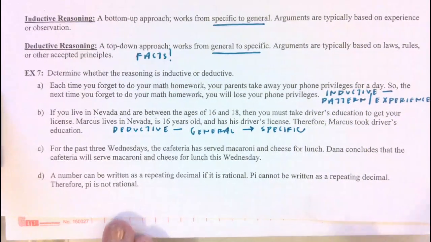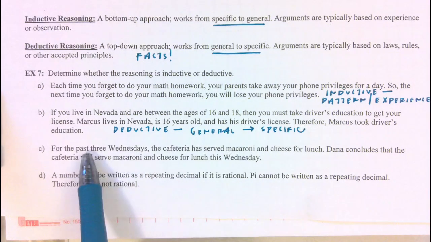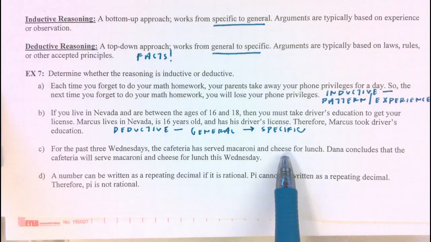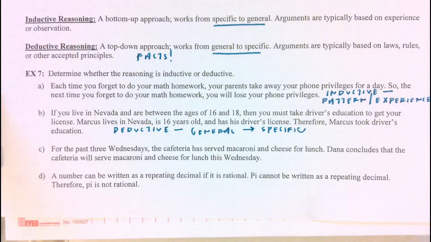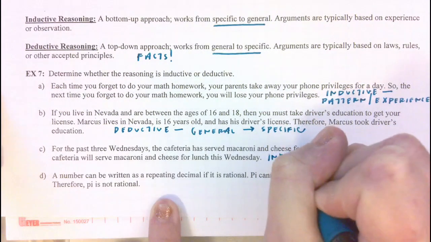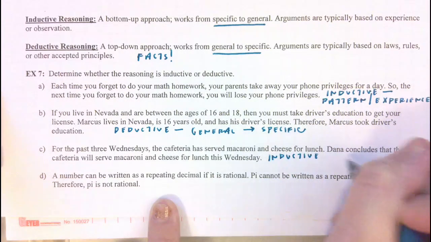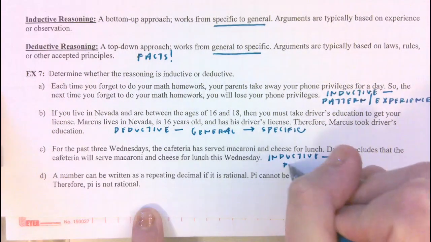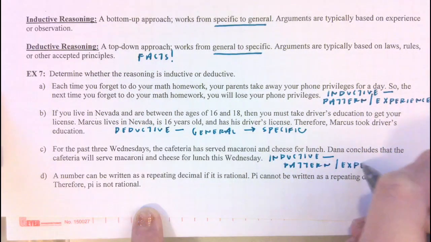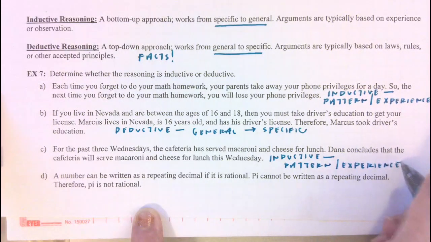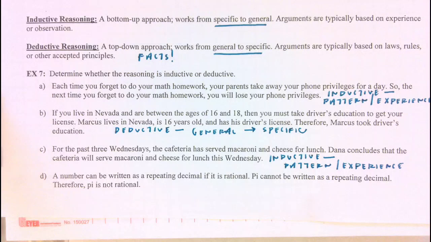Okay. For C, for the past 3 Wednesdays, the cafeteria has served mac and cheese for lunch. Dana concludes that the cafeteria will serve mac and cheese for lunch this Wednesday. So here again, we're starting pretty specific based on someone's experience. And then Dana concludes that this Wednesday, they're going to serve mac and cheese. So this is, again, inductive. We could say pattern, experience, or we could argue it's going from something specific to more general.